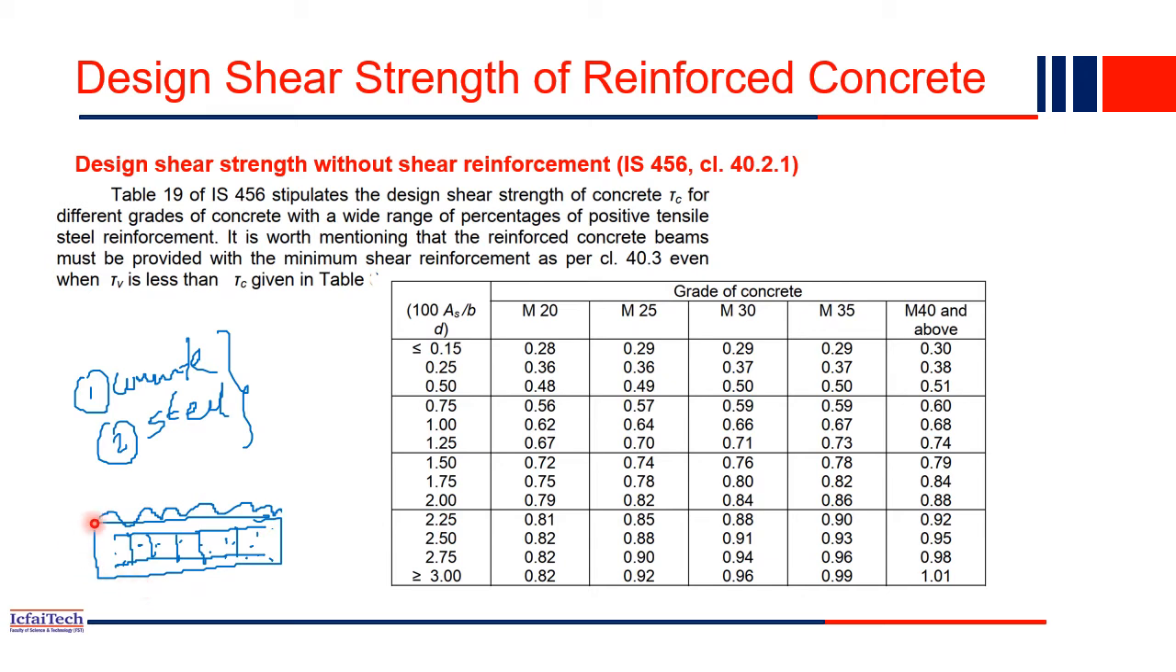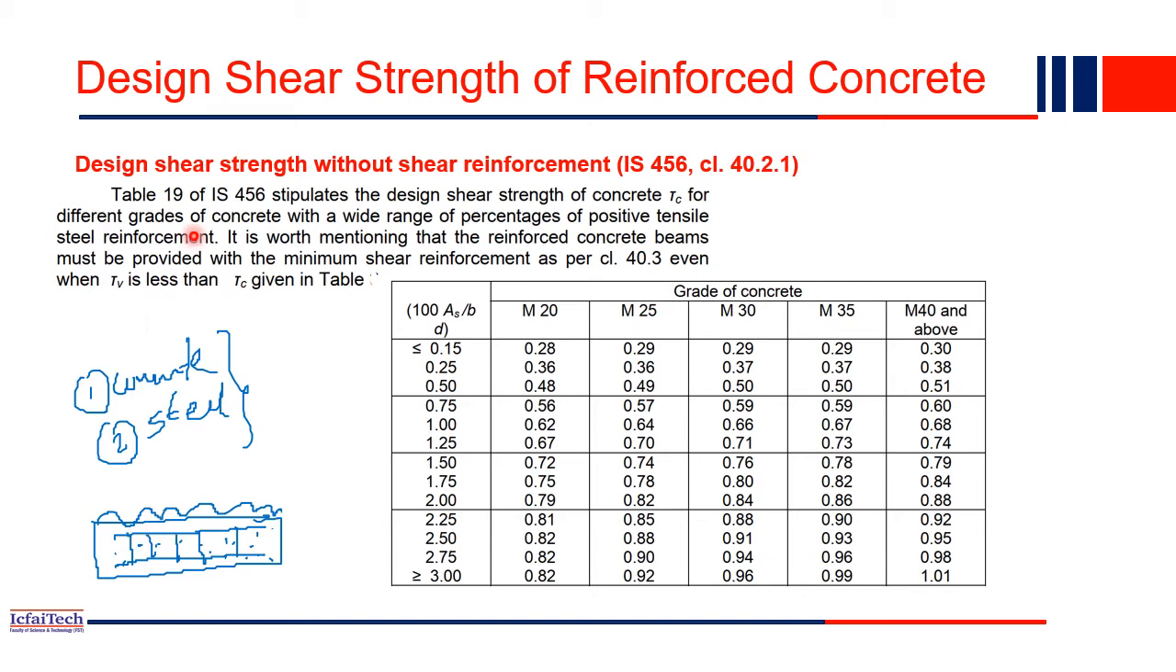Now, if still more shear force is applied to the structure, then we have to provide the stirrups, okay, to take care of the additional shear stress. So of the total shear stress, some will be taken care of by the concrete, some by these longitudinal steel bars, and then if still more shear stresses are there in a structure, then we have to provide the stirrups. The stirrups will take care of the remaining shear stresses.